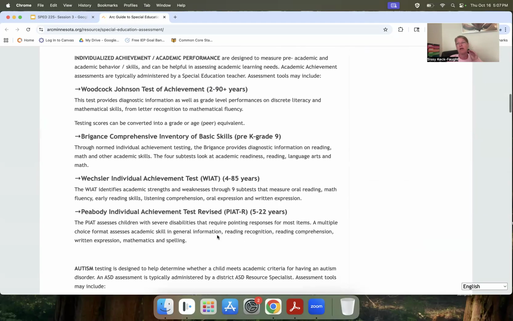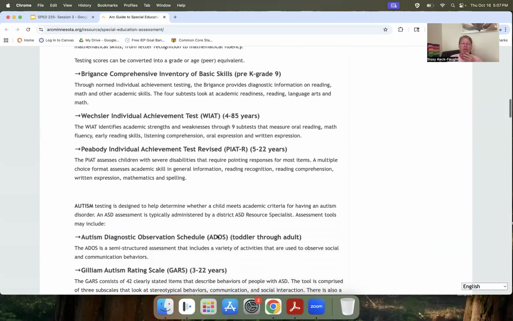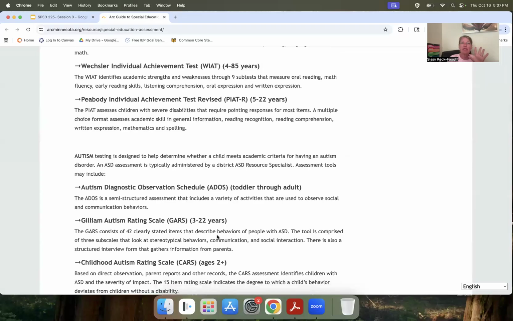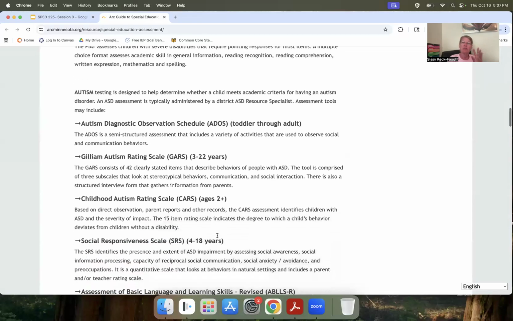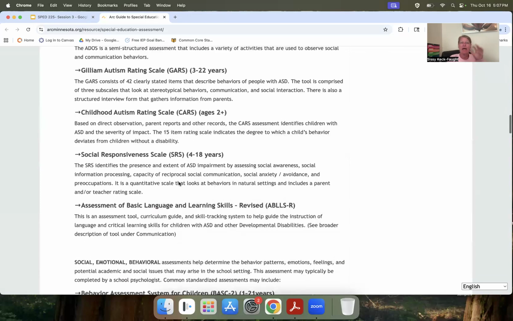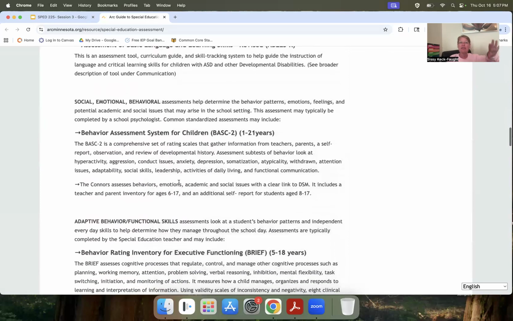And again, we have talked about others. There's the DASH. There's other things as well. There's also, specific to autism, a lot of different rating scales that might come out. So the GARS and the CARS are usually two that are pretty well known in our districts and are used a lot. But again, you can just go through here and take a look.